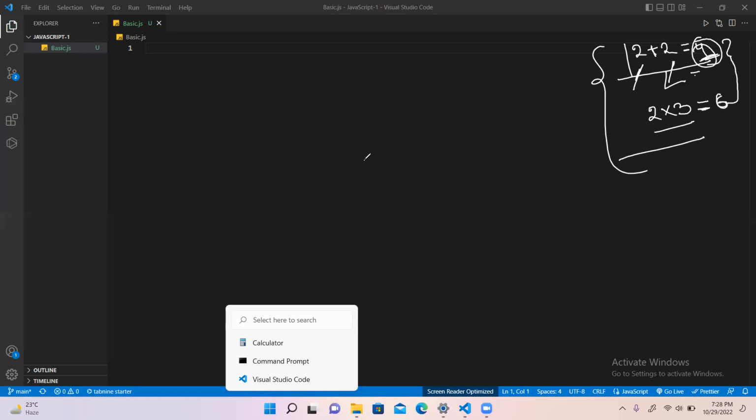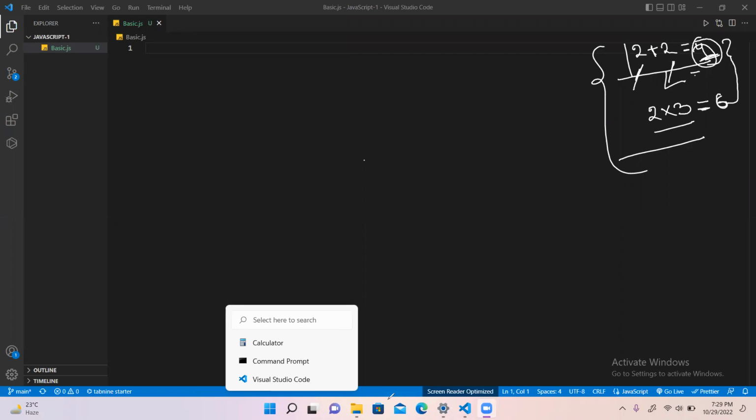You install it from the Chrome browser, and after that you can easily install Visual Studio. Then you can create a file on your desktop. Once you write code in JavaScript, you write a file name like basic.js. JS means JavaScript. If you run code in JavaScript, you write a .js file. If you run another kind of file, you can use another way.